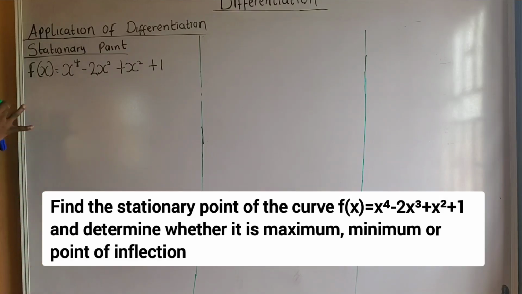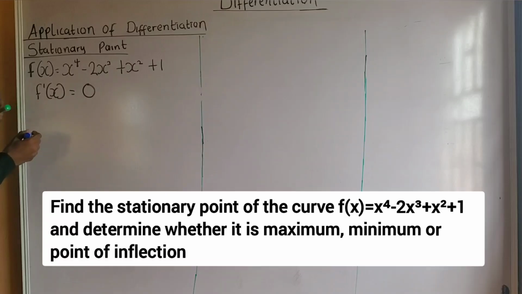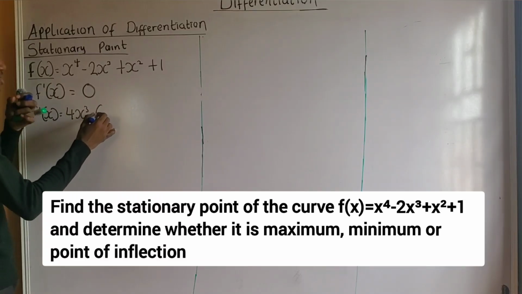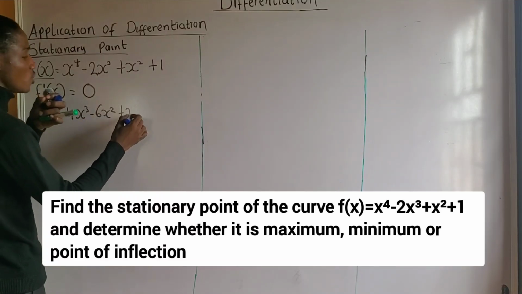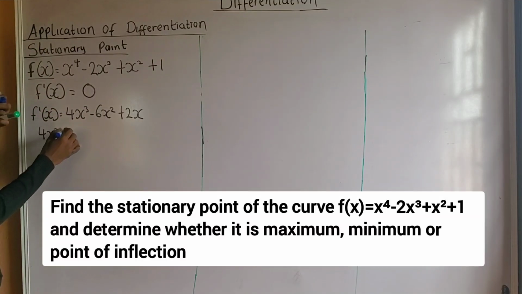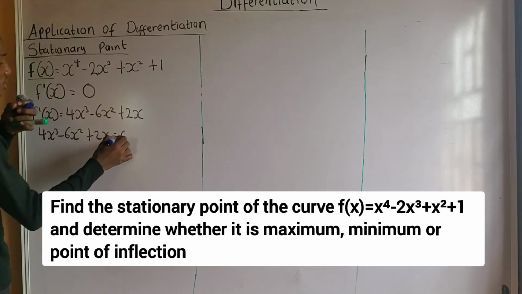Now to do this, the first step is that at a stationary point, the first derivative of a function equals 0. So I'm going to take the first derivative of f of x. The first derivative of f of x will be equal to 4x to the power of 3 minus 6x to the power of 2 plus 2x, right? So I'm going to set this function equal to 0: 4x to the power of 3 minus 6x to the power of 2 plus 2x equals 0.